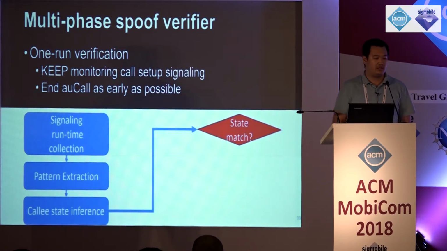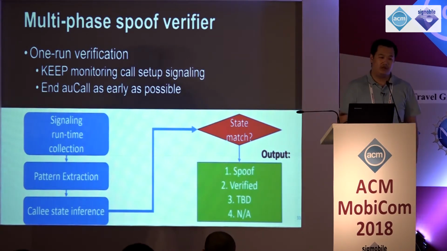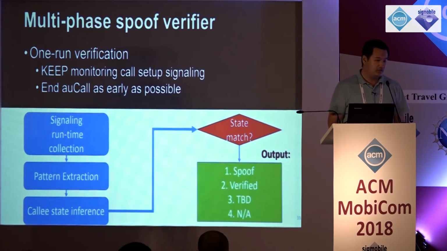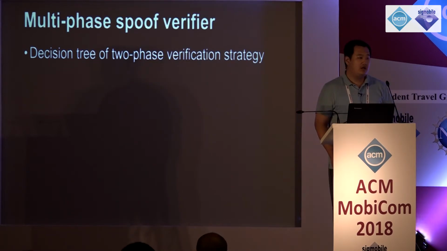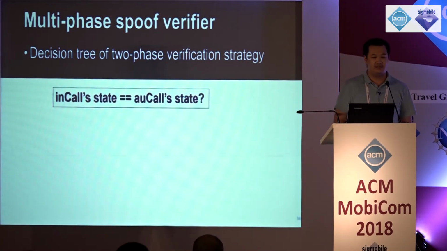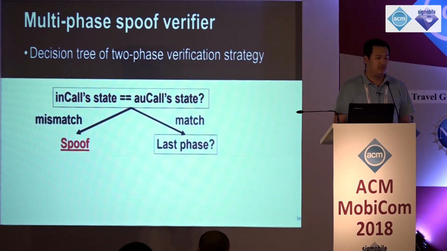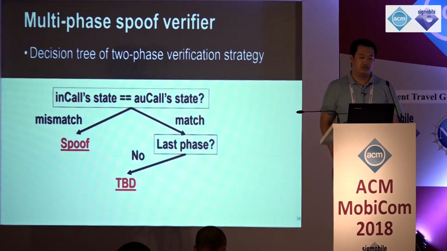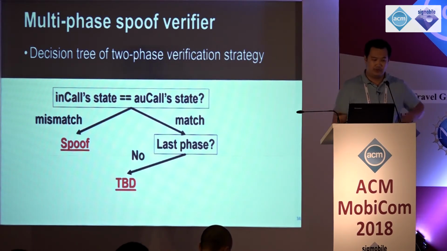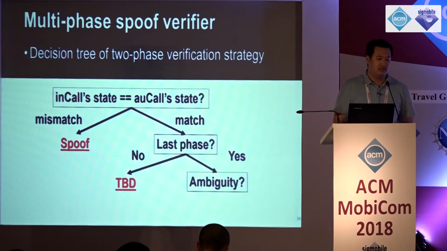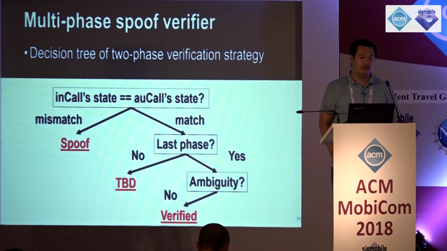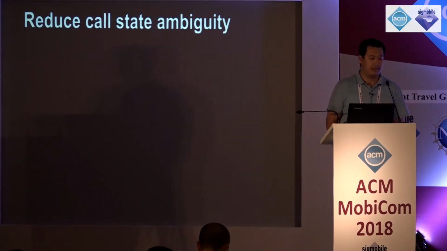And given the call state comparison result, CEIVE gives 4 types of output. The decision tree logic behind how we give these 4 outputs is based on this. If the call states are not matched with each other, then spoofing is directly detected. If they are matched with each other, we check if it's the last phase. If not, we give a to-be-continued output and move to the next phase. If yes, we check if there is call state ambiguity. If no, the call ID is verified. Otherwise, we cannot make the decision.